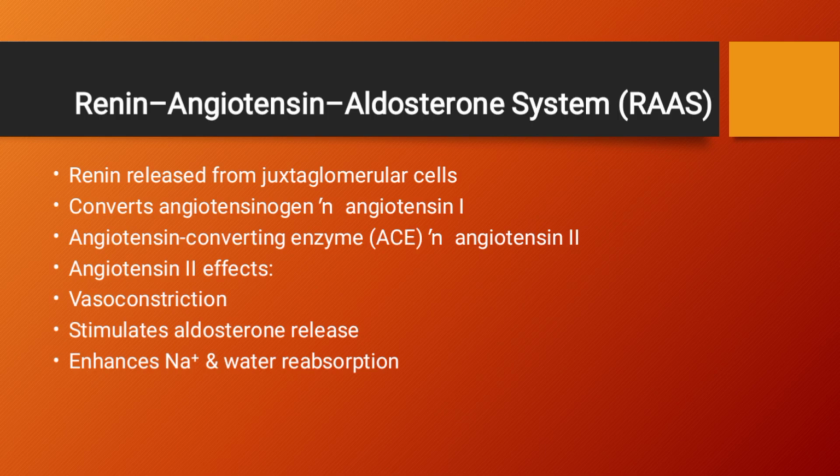First of all, the renin angiotensin aldosterone system. It is activated when renal perfusion pressure drops. Juxtaglomerular cells release a hormone known as renin, which converts angiotensinogen into angiotensin 1. Angiotensin converting enzyme then converts angiotensin 1 into angiotensin 2. Angiotensin 2 raises blood pressure by vasoconstriction, stimulating aldosterone release, and enhancing sodium and water reabsorption in the nephron.